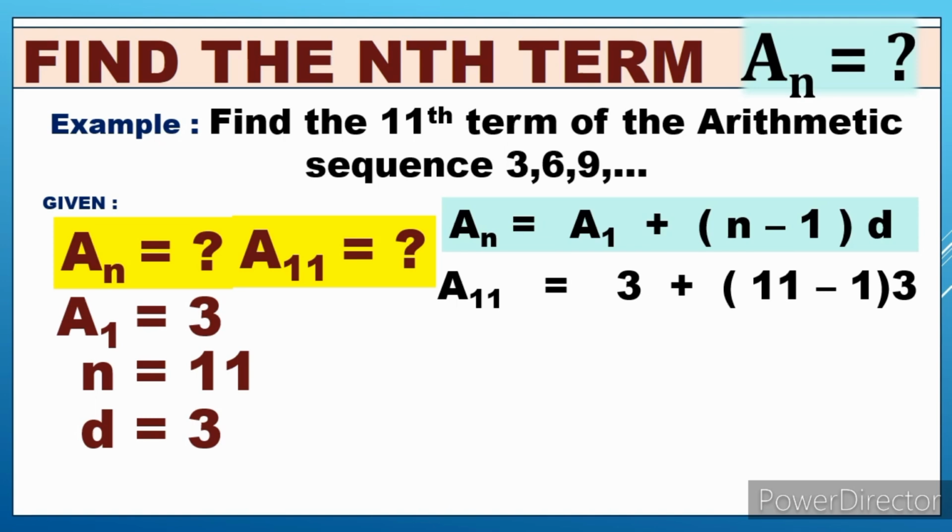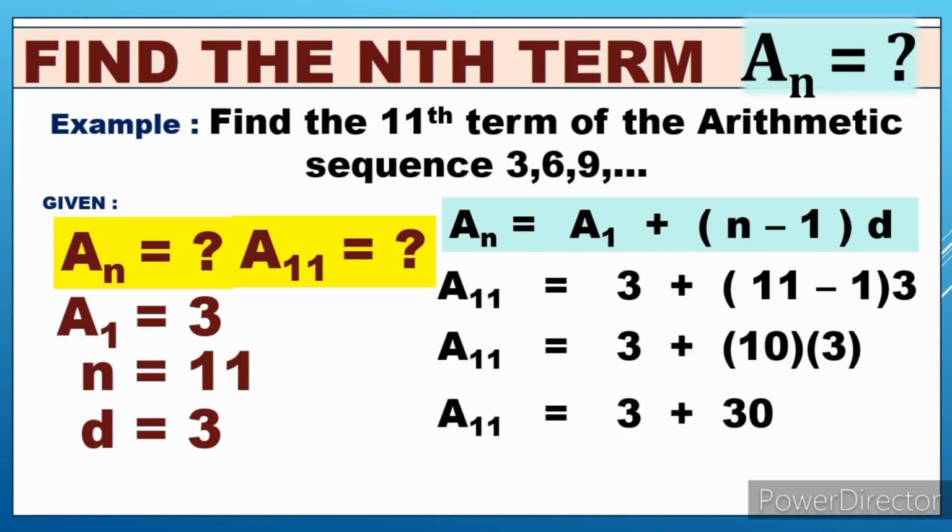and d is 3. Okay, then we have now a sub 11 equals 3 plus 11 minus 1 is 10 times 3. The next we have a sub 11 equals 3 plus 10 times 3 equals 30. And then a sub 11 now is equal to 3 plus 30 is 33. Therefore, our 11th term is 33.